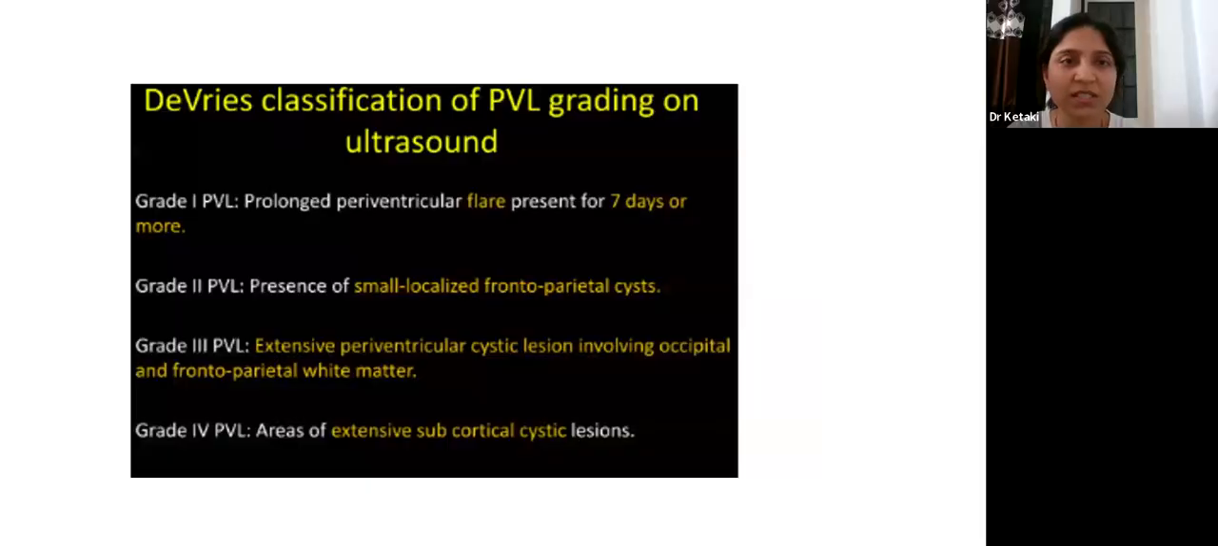Yes, okay, fine. So this is the De Vries classification that we follow for periventricular leukomalacia. Grade 1 is generally repeated. Grade 2, these are small localized cysts in the frontoparietal region. And this baby looks like grade 3, where there are extensive periventricular cystic lesions involving frontoparietal and occipital areas. And subcortical lesions we might not see here.